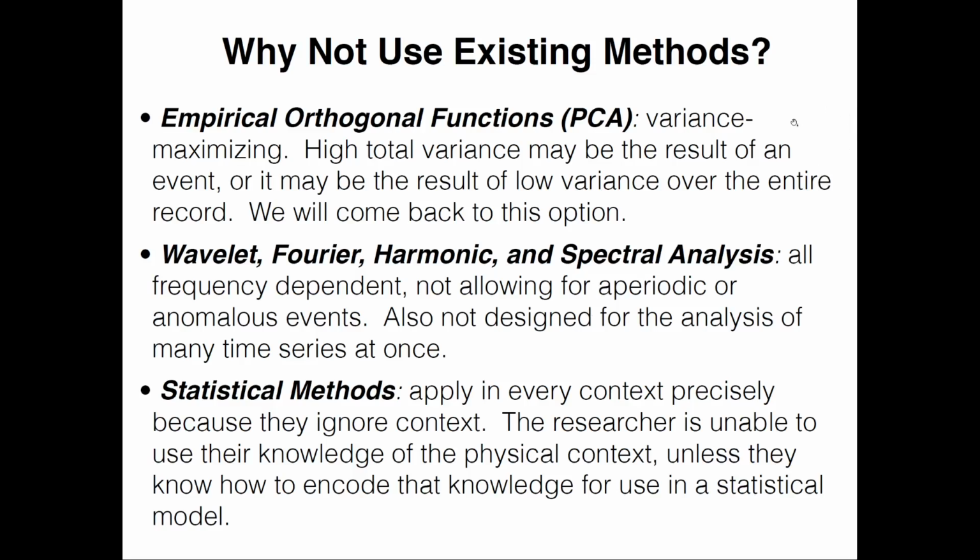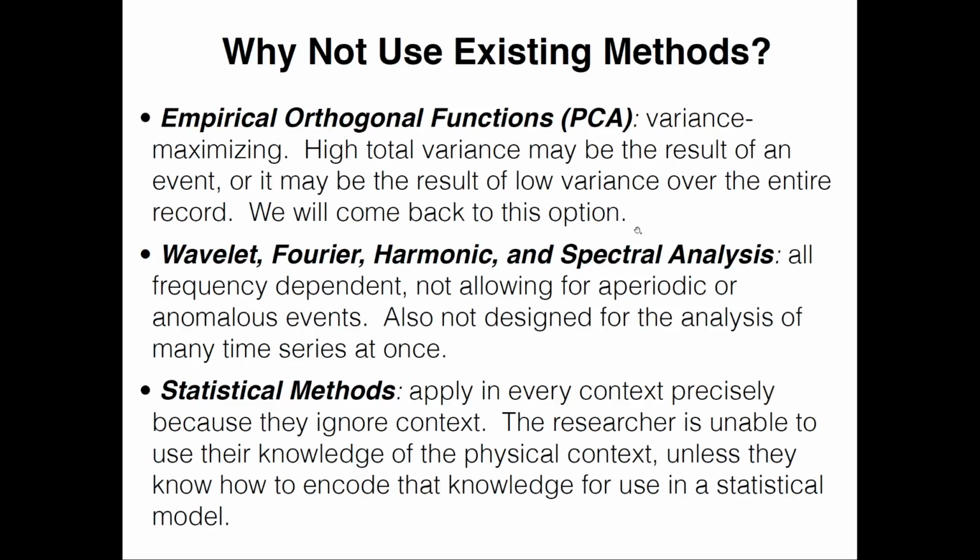So why not use existing methods? Well, you can use empirical orthogonal functions, and we will in the error map method, but they're variance maximizing, and so it takes a little bit of nuance, right? So high total variance in an EOF may be the result of an event, or it may be the result of low variance over the entire record. So there's a little more to do there, and we'll do it, but in a different video and for a different method.